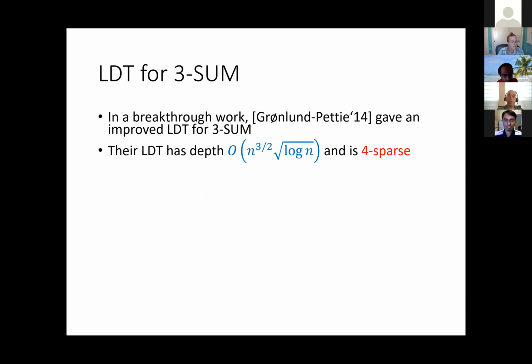Well, this turned out to be false, because there was this breakthrough work 6 years ago by Grønlund and Pettie, who showed that, yeah, you can break for 3-sum this quadratic barrier. So they gave a linear decision tree that gets something like close to n to the 3/2 queries. n is not 3-sparse, it's 4-sparse. So by allowing more general queries, they were able to break this quadratic barrier.